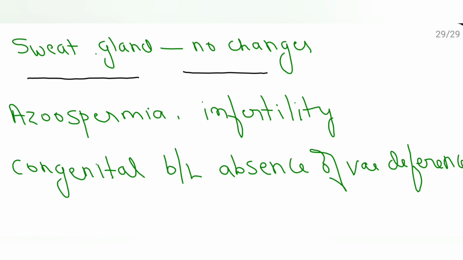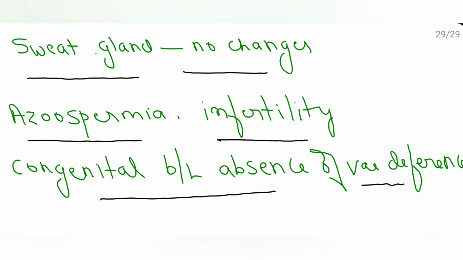Now, in the sweat gland, morphologically no changes are visible. Apart from that, in the reproductive tract, male infertility is seen because of azoospermia. Also, in many cases, congenital bilateral absence of the vas deferens is seen.